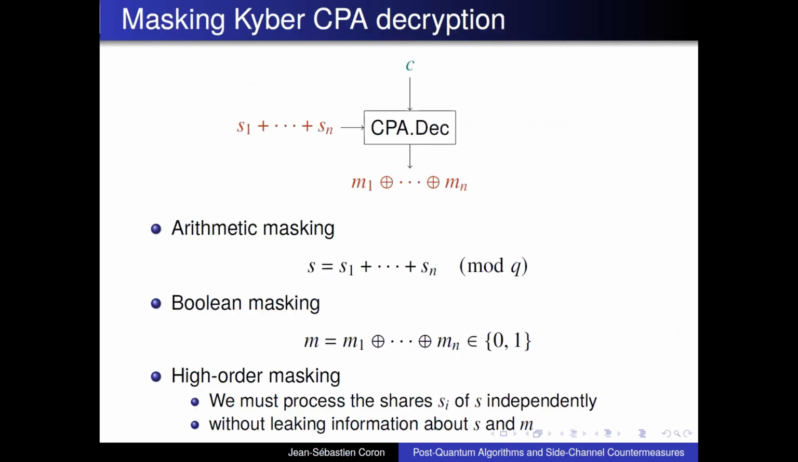So let me describe how masking is done in Kyber, how we can protect Kyber against side channel attacks. We can first see the first step, which is the decryption of the ciphertext C using the private key. So the private key is now shared among n shares. The private key is actually a polynomial over the ring modulo Q. So we can share the secret key S into n polynomials, but modulo Q. So this is called arithmetic masking.